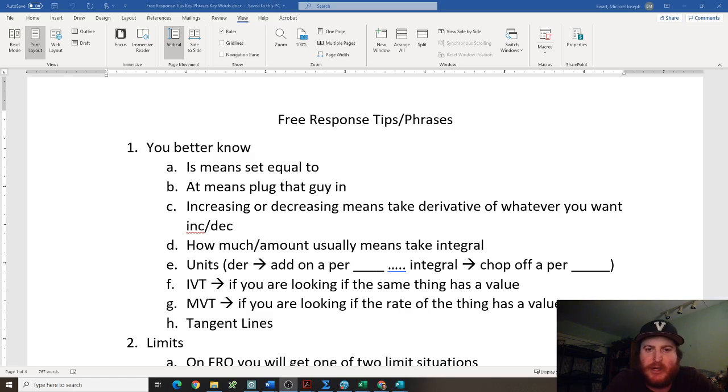Then for the free response section, it is calculator. So you can use a calculator. So that's our homework this weekend.